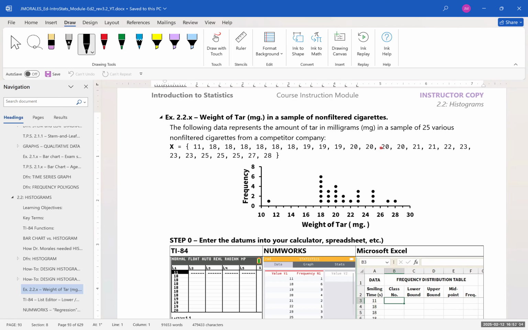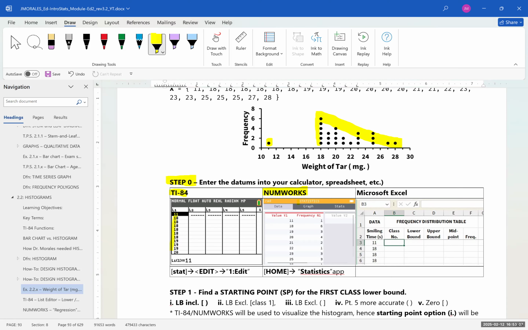So step 0 is to enter the datums into your calculator or spreadsheet software. So here's how you can do it with the Texas Instruments. I'll be doing it slightly different than what I've got here. With the NumWorks calculator, you do it in the Statistics app, and this is what it looks like. Or you can do it in Microsoft Excel or Google Sheets. And this is how I set it up here in that spreadsheet software.